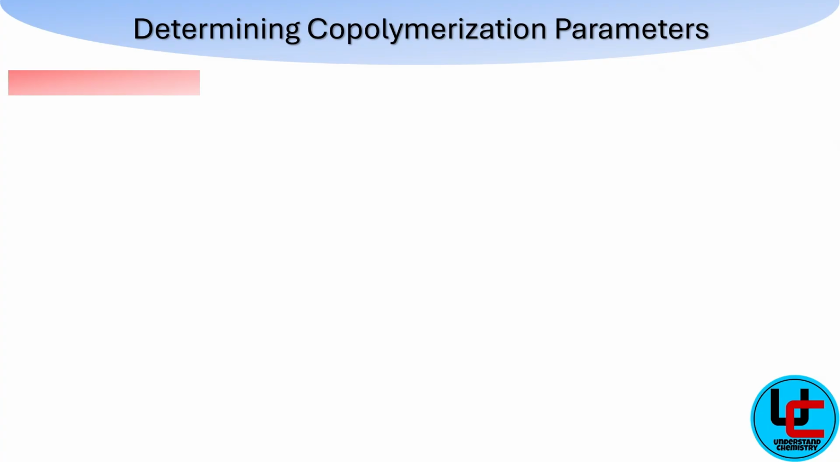At first, let us take a closer look at the Mayo-Lewis method for determining copolymerization parameters. For this, we begin with the Mayo-Lewis equation. This equation relates the mole fraction of monomers in the copolymer, represented by small m1 and m2, to their concentration in the feed, given by capital M1 and M2, and the reactivity ratios R1 and R2.